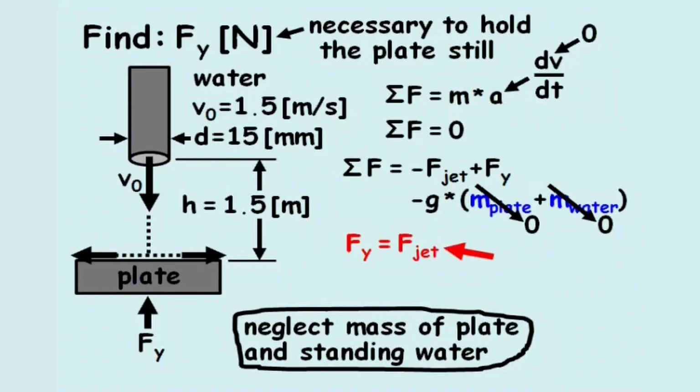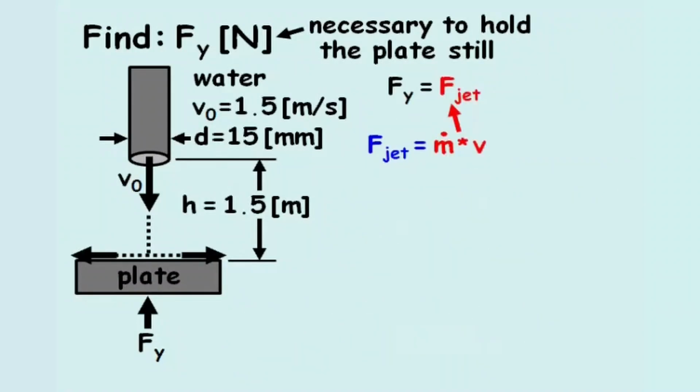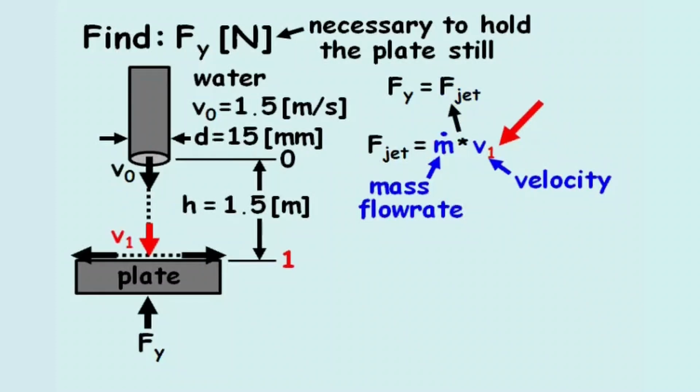The force of the hydraulic jet equals m dot v, where m dot is the mass flow rate of the water and v is the velocity of the hydraulic jet, as seen by the plate. We'll define this velocity as v1, as opposed to velocity v0, which is the velocity of the jet 1.5 meters above the plate. The mass flow rate equals ρ times v times a.